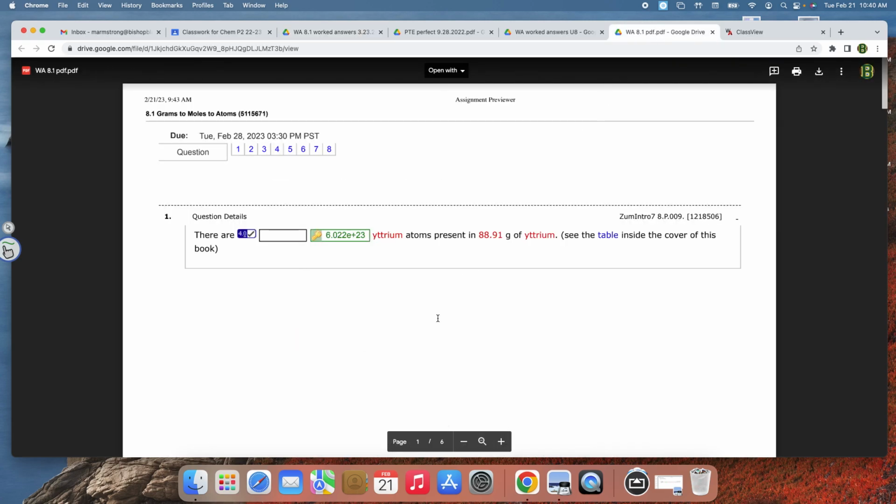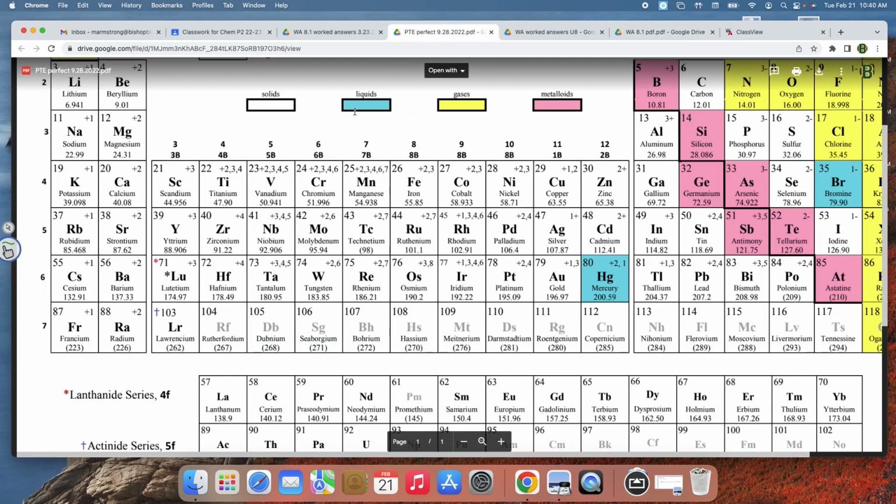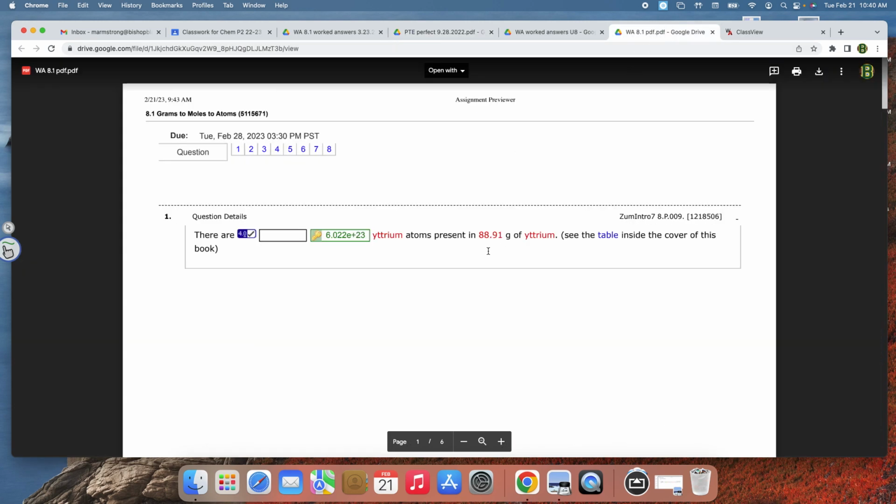So question 1: there are blank yttrium atoms present in 88.91 grams of yttrium. So you have to look at a periodic table and find yttrium. And yttrium, it says the mass is 88.906. This is a little bit like a trick question. So 88.906 would round to 88.91.